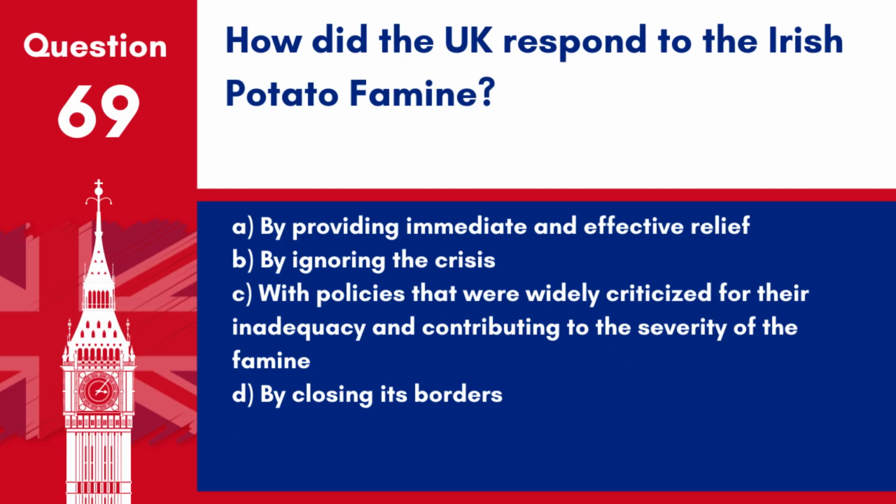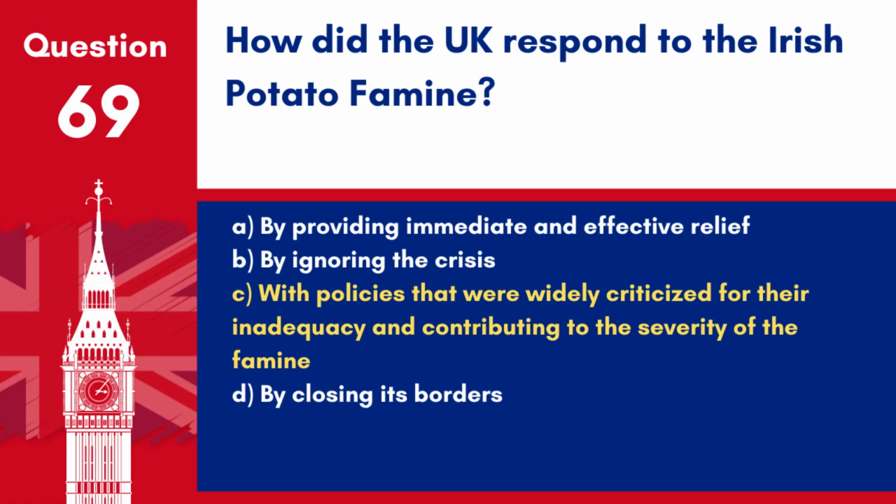Question 69. How did the UK respond to the Irish potato famine? A. By providing immediate and effective relief. B. By ignoring the crisis. C. With policies that were widely criticised for their inadequacy and contributing to the severity of the famine. D. By closing its borders.